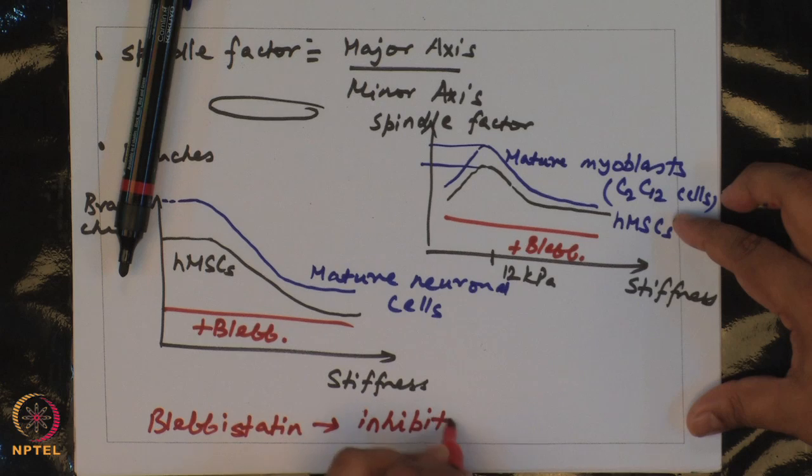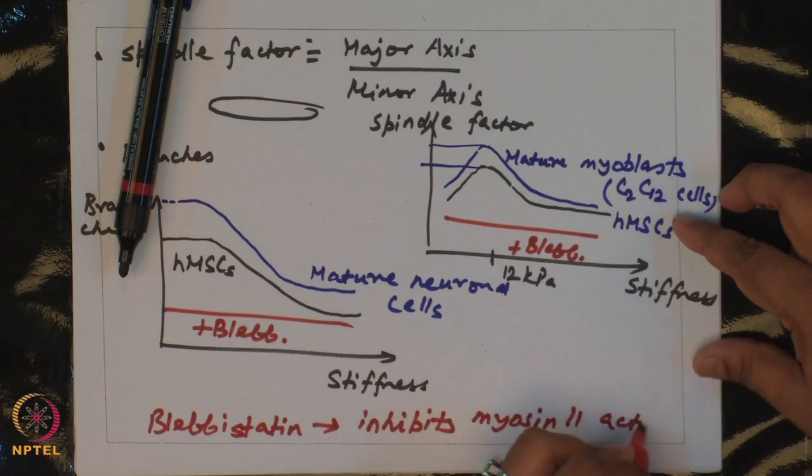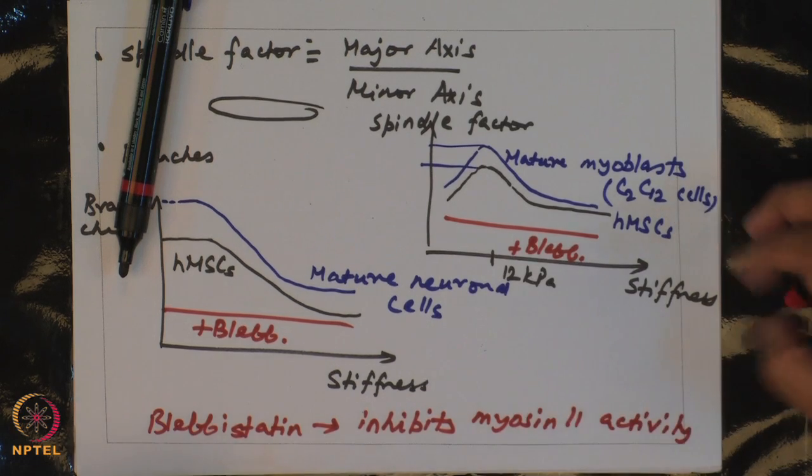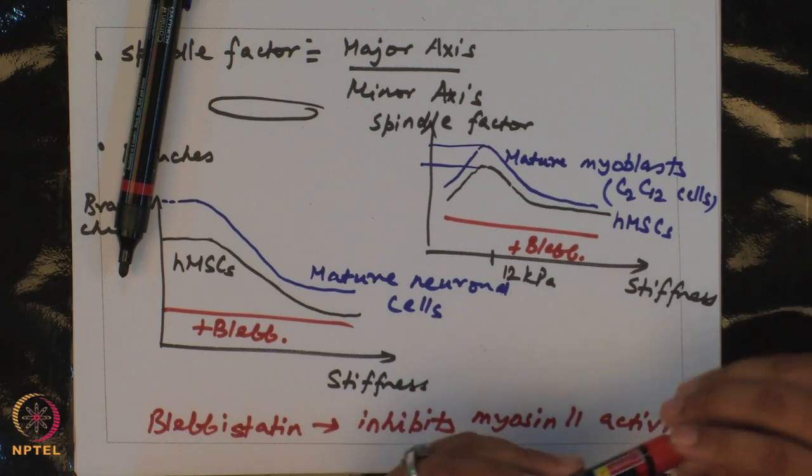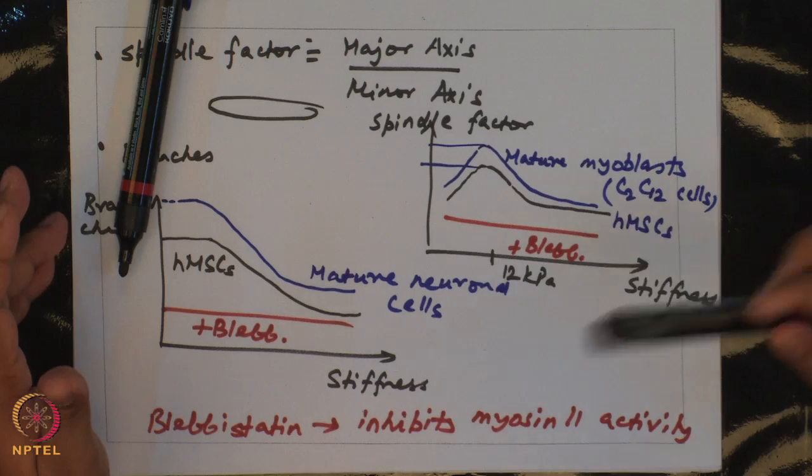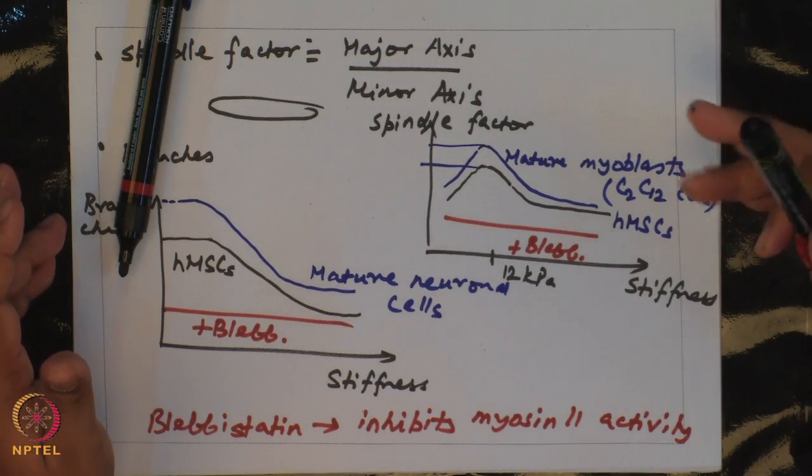Inhibits myosin 2 activity. So, suggesting that these morphological indices not only correlate with in vivo stiffness, but require myosin 2 generated contractile forces for sensing. Okay. So, when you inhibit myosin 2, any kind of shape change is completely eliminated. So, these quantifications were at early time points.